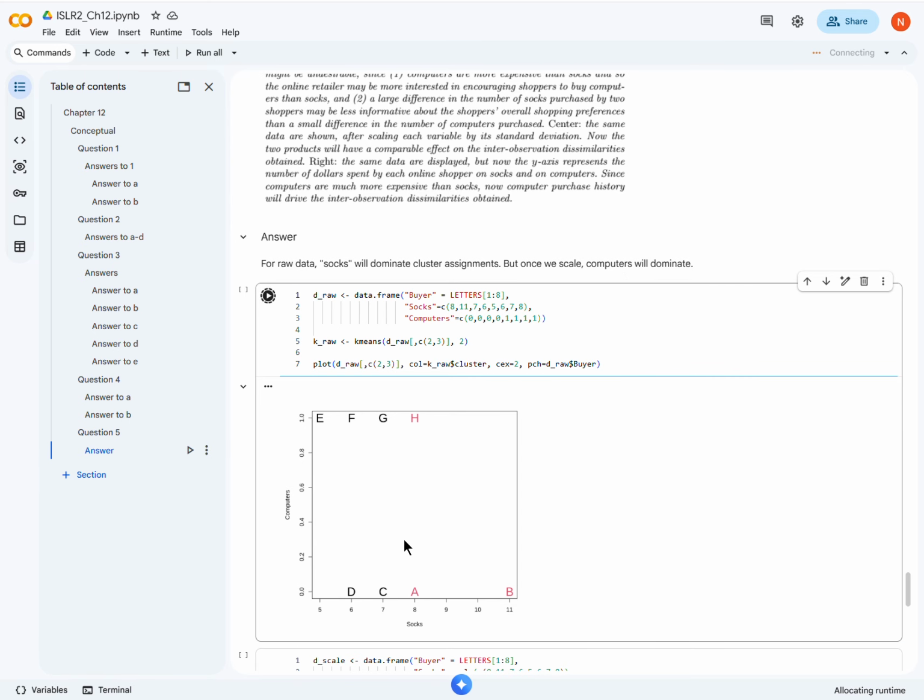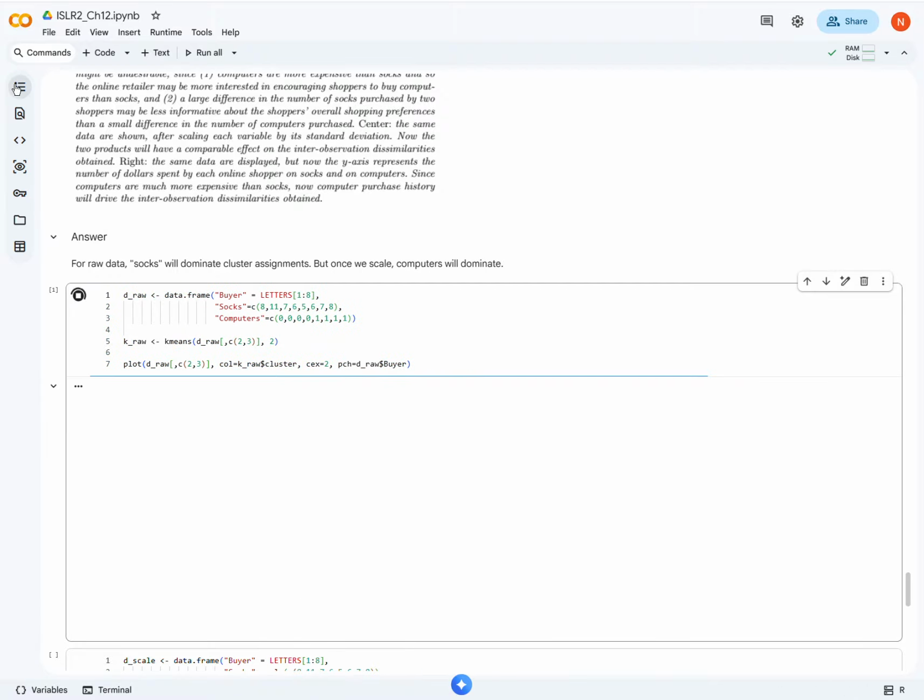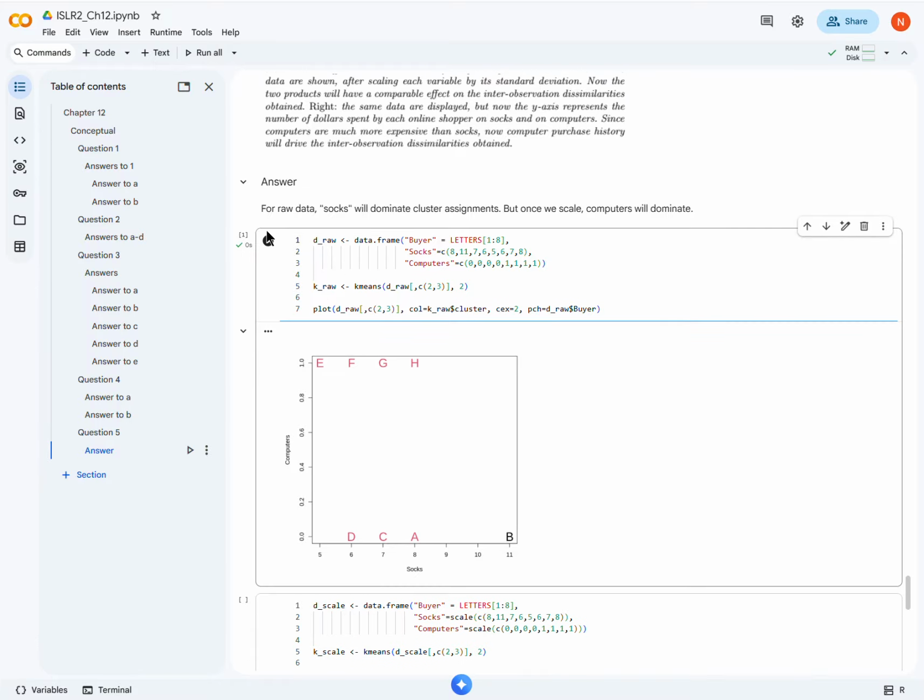But if we do this, then we get clustering that looks like this, where we have socks on the x-axis and computers on the y-axis. It's running for us. Okay. So we see 2 clusters. We assign 2 clusters, but we see that it's demarcated here on the x-axis. Left and right based, it looks like purely on socks. Okay, and so this is what we expected.